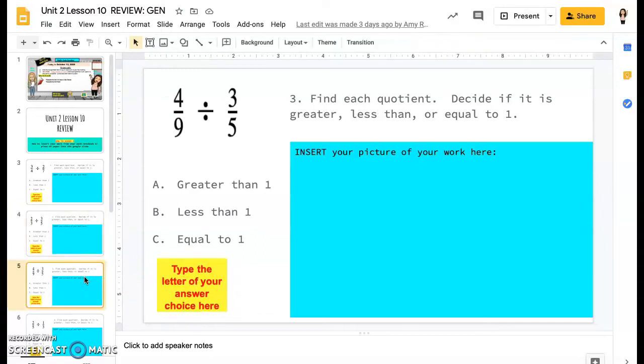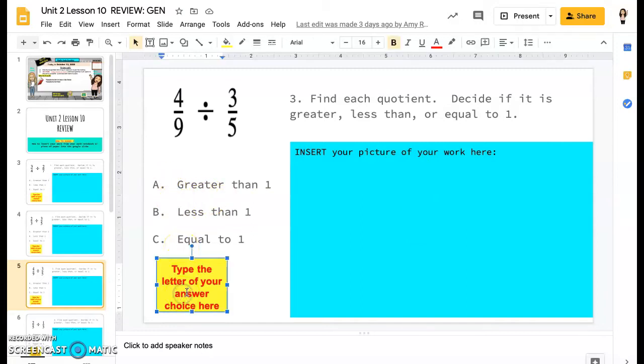Number 3, find each quotient. Decide if it is greater, less than, or equal to 1. 4/9 divided by 3/5. Keep it, change it, flip it. You're going to insert your picture of your work in the blue box over here. You will then choose your answer choice, A, B, or C, and then type the letter in the yellow box over here.